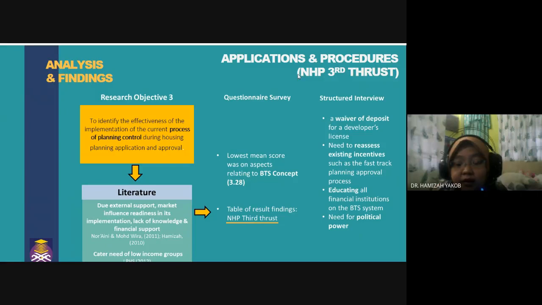So I asked the respondents on their perceptions of the national housing policy under Third Trust. This is the first version of the national housing policy. So basically, the lowest mean score was on the aspect relating to the build then sell concept. Okay.